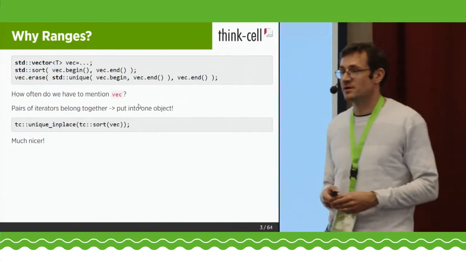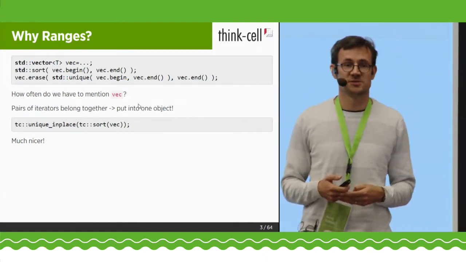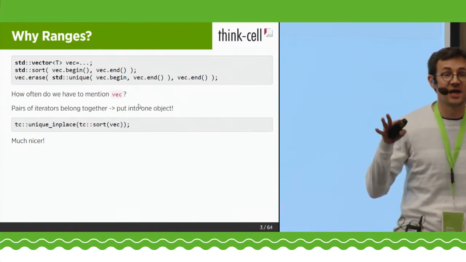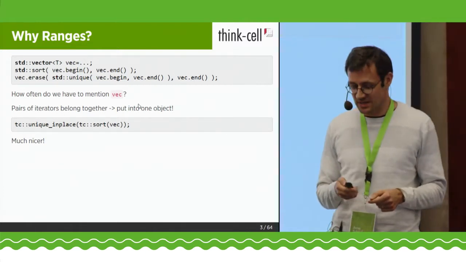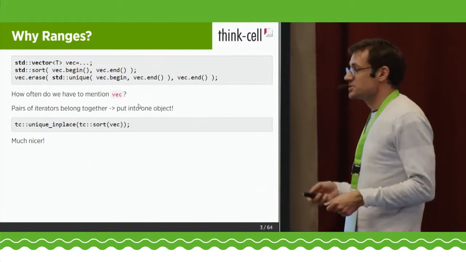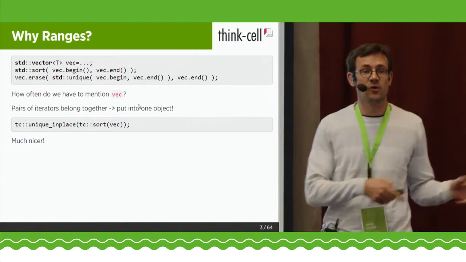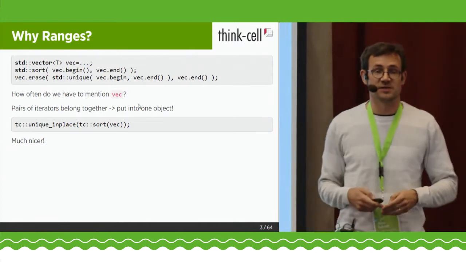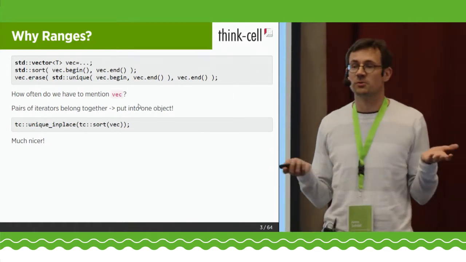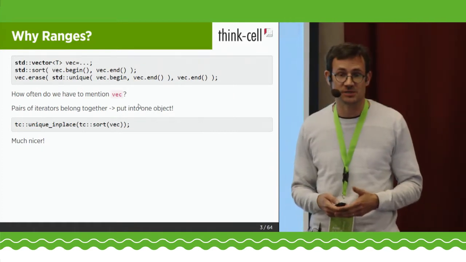Well, first of all, why should we use ranges? There were about 10% of you or so who are using ranges. I think everyone should use them, because it really makes life a whole lot easier. So how are we doing it in the era before ranges? You would write something like this. You have a std vector, and you want to remove the duplicate elements. How do you do it?